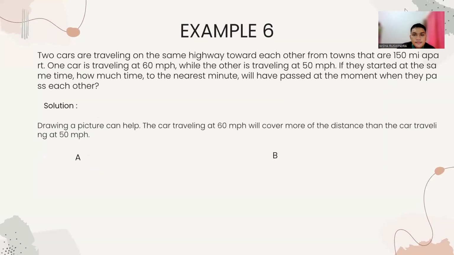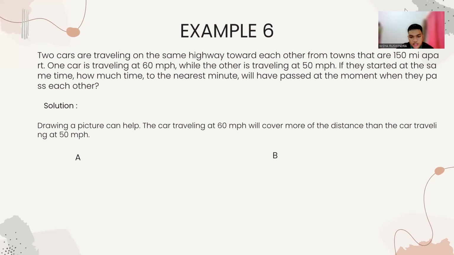Example 6. Two cars are traveling on the same highway toward each other from towns that are 150 miles apart. One car is traveling at 60 mph, while the other is traveling at 50 mph. If they start at the same time, how much time, to the nearest minute, will have passed at the moment when they pass each other? For the solution, drawing a picture can help. The car traveling at 60 mph will cover more distance than the car traveling at 50 mph.